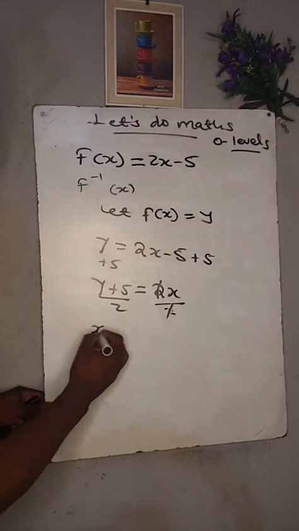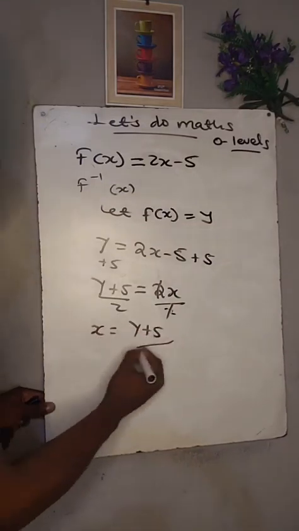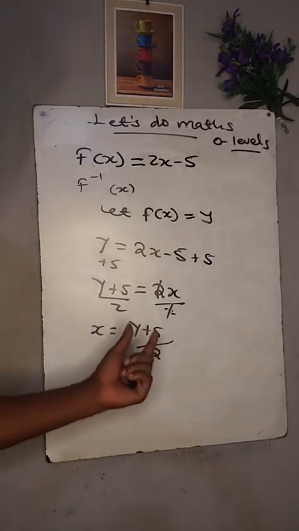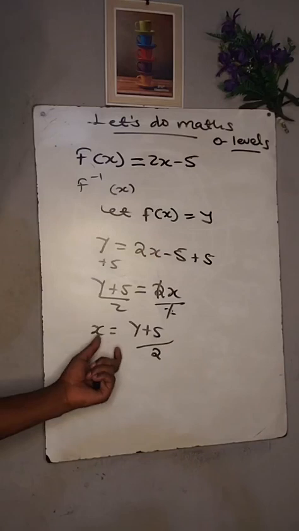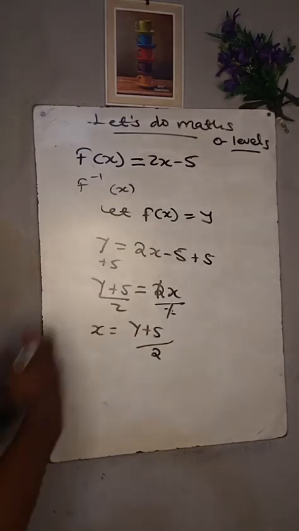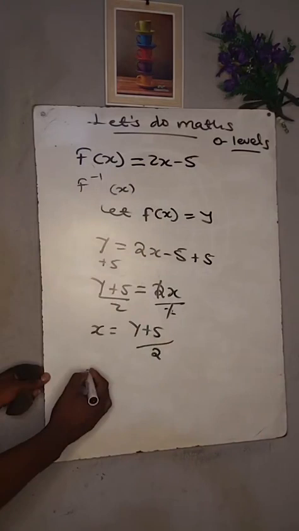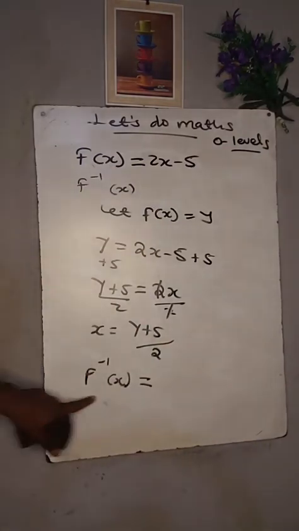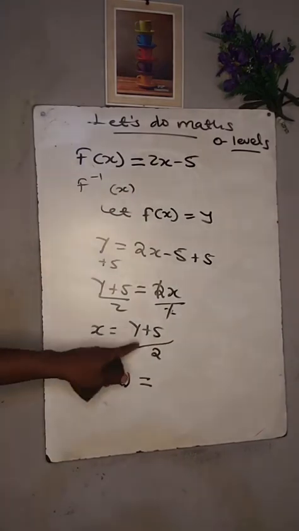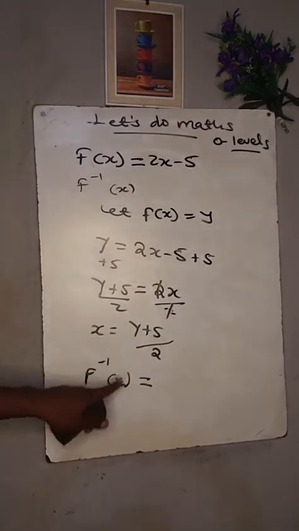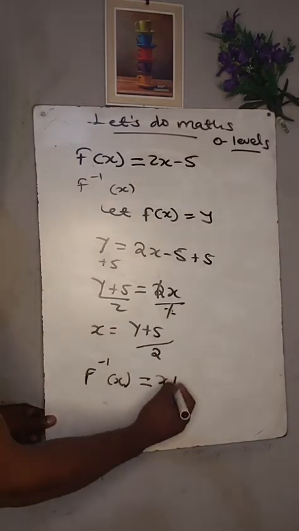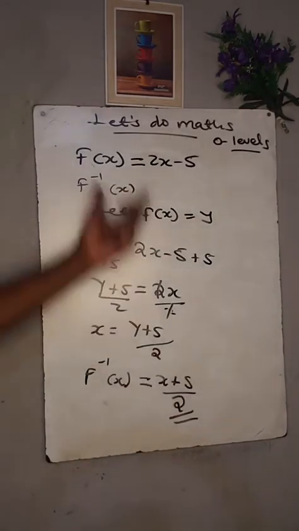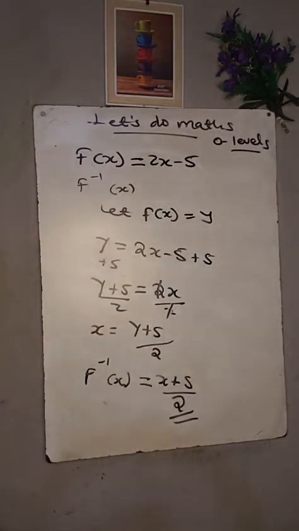So now we have x is equal to y plus 5 over 2. At the point where you make your x to be the subject of the formula, bring in now your work. Simply say the inverse of f of x is equal to, when you bring that, now where there is y, replace with the x. So now we're going to have x plus 5 over 2. Now this is our inverse of that function. That is the inverse of that function.